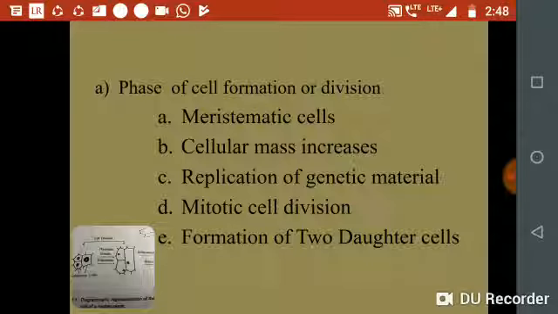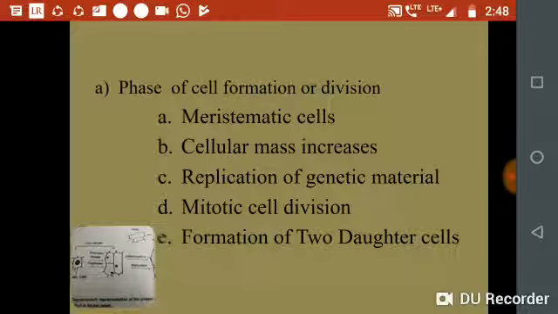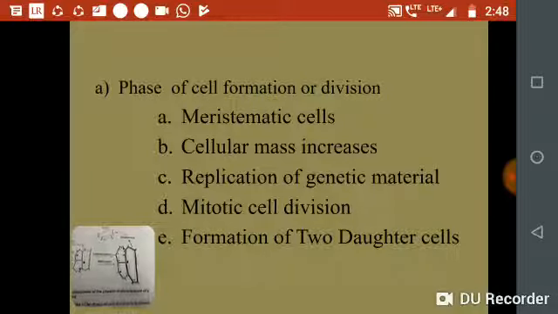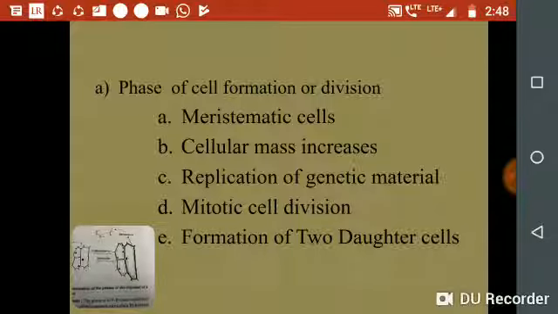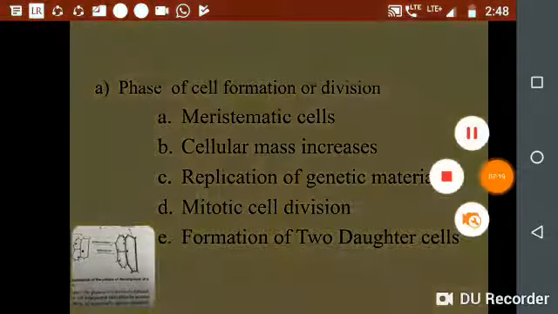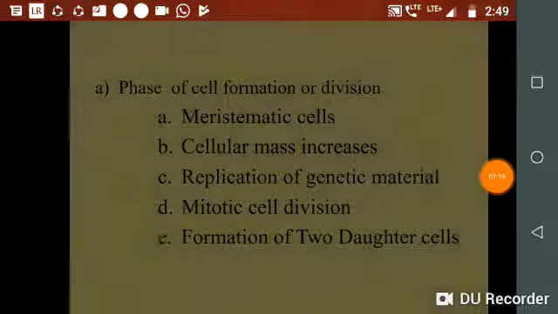These cells are metabolically very active at the time of cell division, and during the cell division, cellular mass increases and replication of genetic material occurs. The cell wall divides mitotically and two daughter nuclei formed.